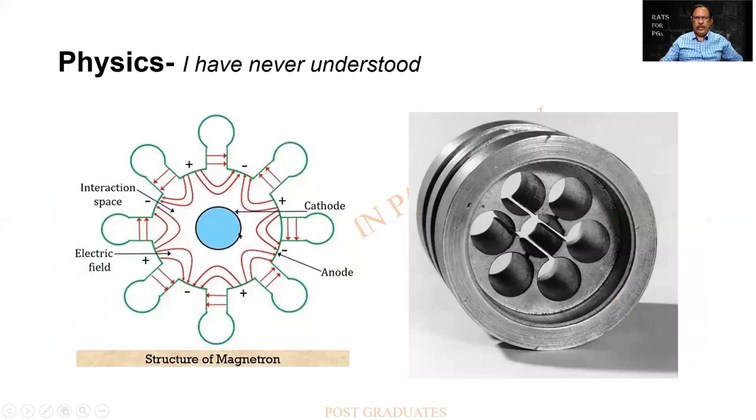So this is the cathode. An immense amount of energy is being produced and there are particles with the positive and the negative charges. They are going in a radiational form into the various pockets that have been created. And in order that the energy not be lost, it is encompassed. And this is called the magnetron. Physics, as I told you earlier, a subject that I never understood.